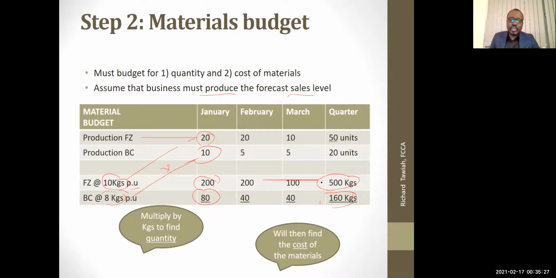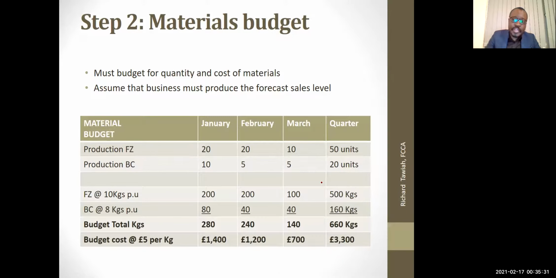Now, since we know the kilograms, we need to find the cost per unit, and you'll be getting the cost per unit in the question. So let's assume again the cost per unit is 5 for all of them, each of them. It may vary, but let's assume it's the same, given that it's 5 per kilogram.